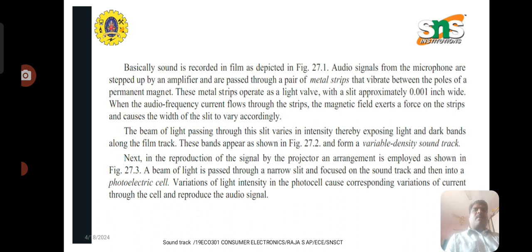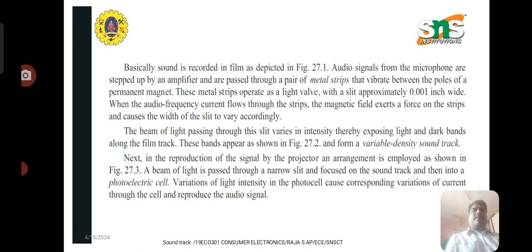These metal strips operate as a light valve with a slit approximately 0.001 inch wide. When the audio frequency current flows through the strips, the magnetic field exerts a force on the strips and causes the width of the slit to vary accordingly. The beam of light passing through this slit varies in intensity, thereby exposing light and dark bands along the film track. These bands appear as shown in the figure and form a variable density soundtrack.